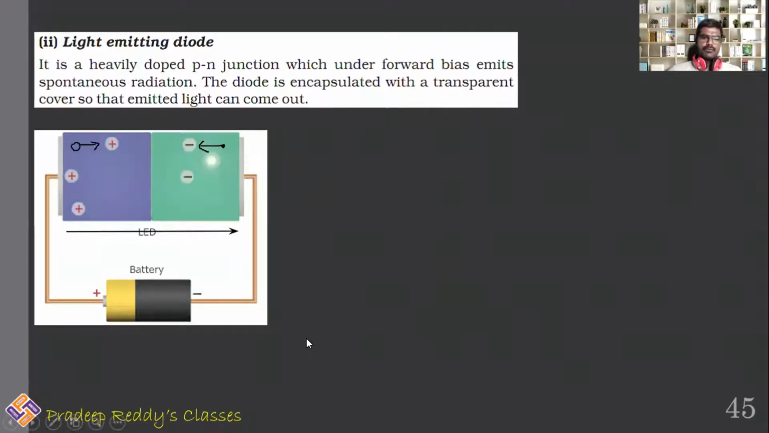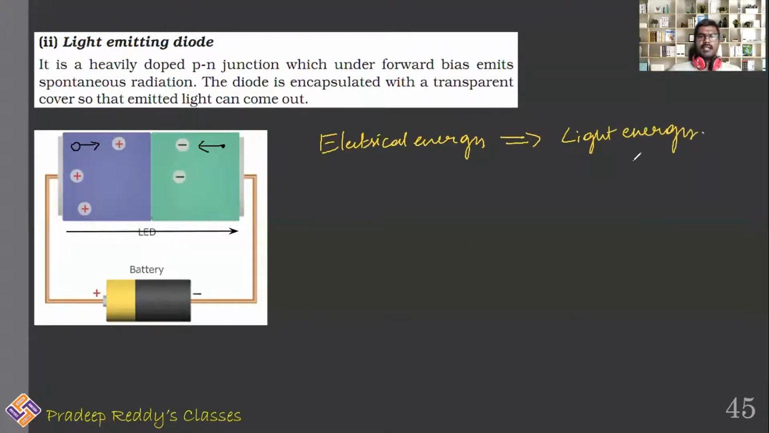And in this case, what is happening? We are providing electrical energy. Electrical energy is converted into light energy. Such a diode which converts electrical energy into light energy is called a light emitting diode.